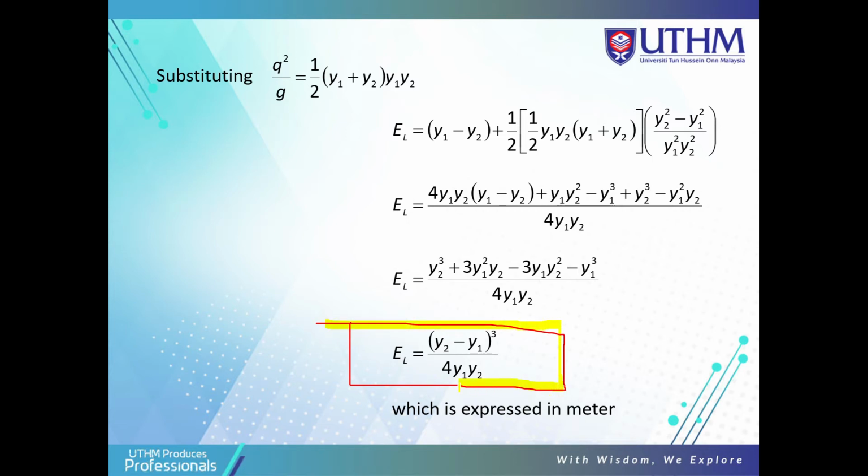So this is the equation to get EL, the energy loss. Energy loss is equal to (y2 minus y1) to the power of 3, divided by 4 times y1 times y2. Don't worry, this equation is given, so no need to remember it. You must know that in the test or in the final this equation is given, so you must use this equation to find the energy loss in a hydraulic jump.